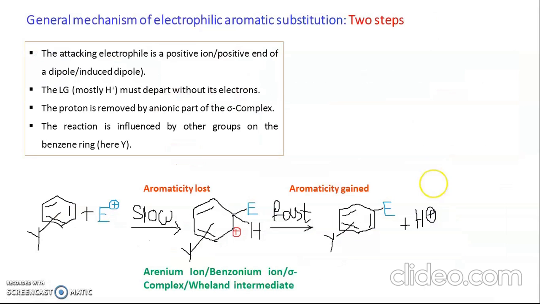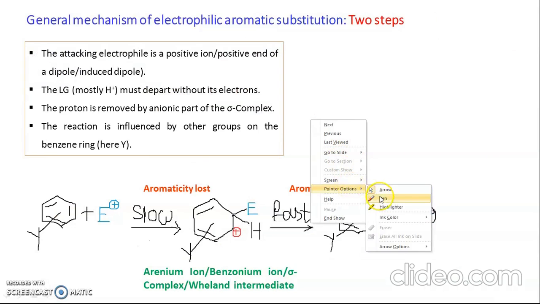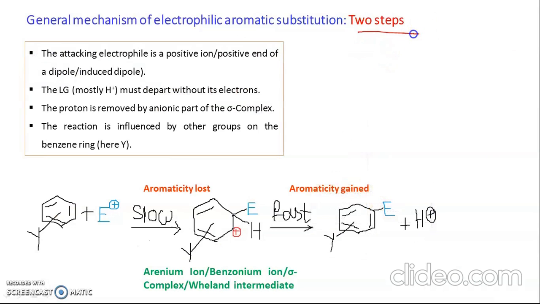Now, what is the mechanism of electrophilic substitution? Actually, there are two steps. The first step you can see here, we have taken a benzene derivative. Now, why have I written it in this way? Because Y may be at any position compared to the position of E. So that is why it is written in this way.